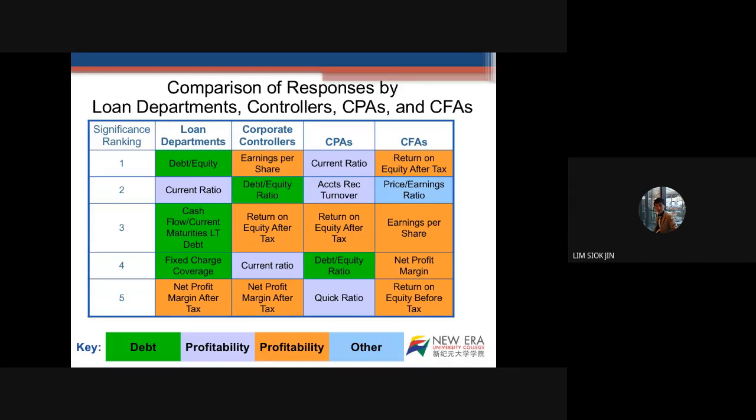Okay, so if you look at this page, you see that loan departments have more green color, means they focus more on that. CPA, corporate controller, focus more on profit. CPA focus on liquidities or any other thing, profitability also. CFA focus on profitability also. Okay, actually this purple color is not profitability, it's liquidity. But anyway, from here you can see what is their focus.